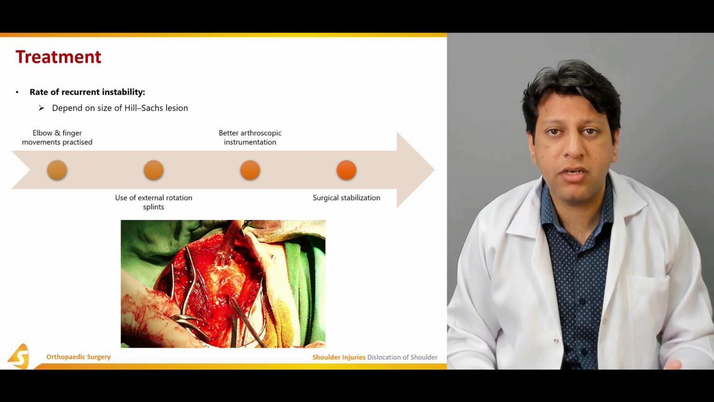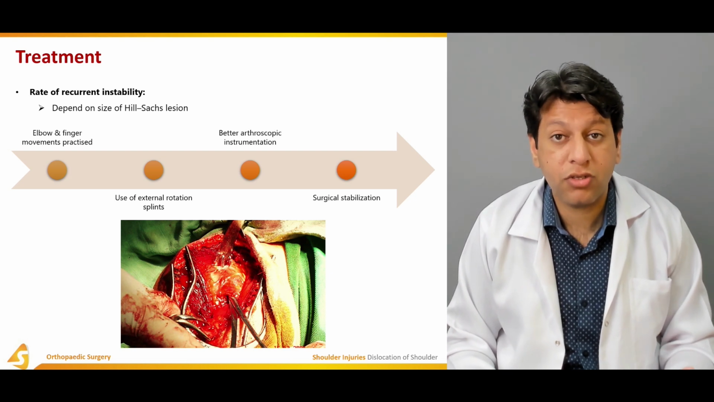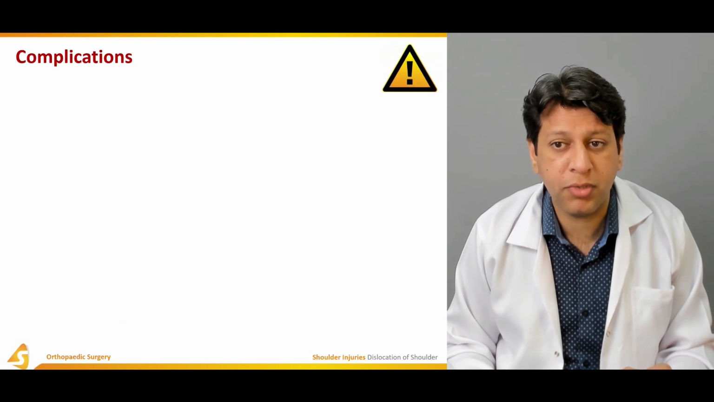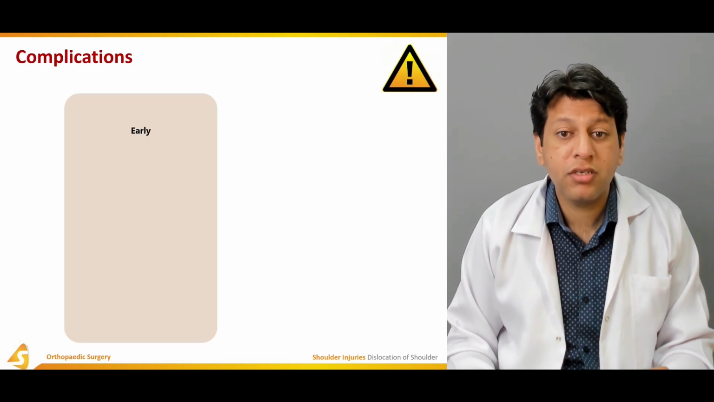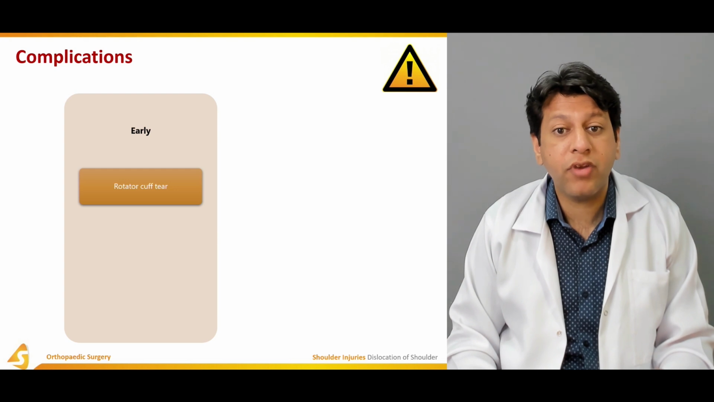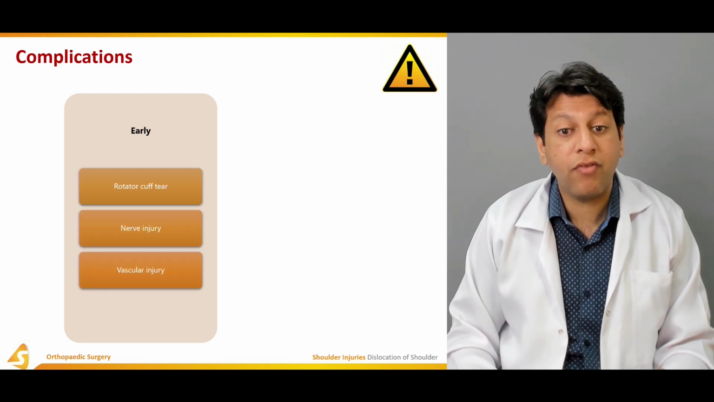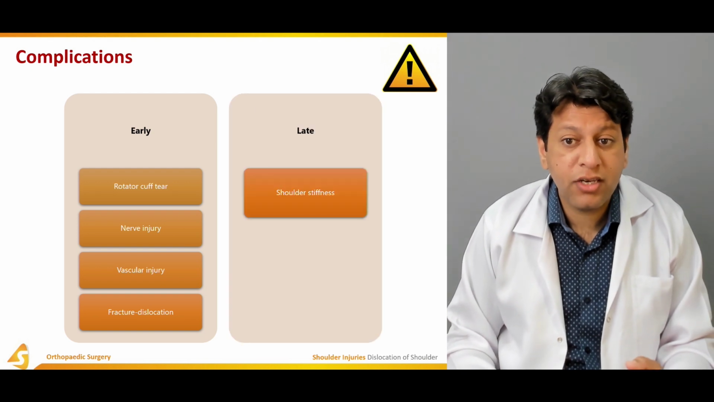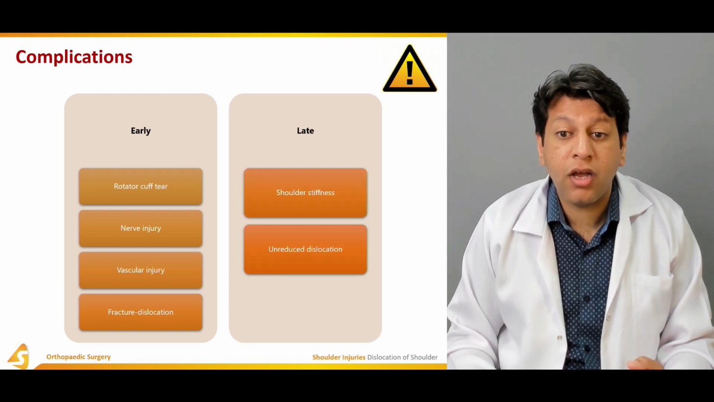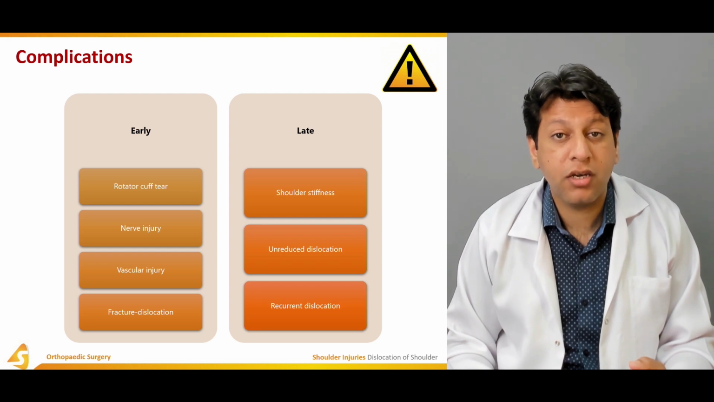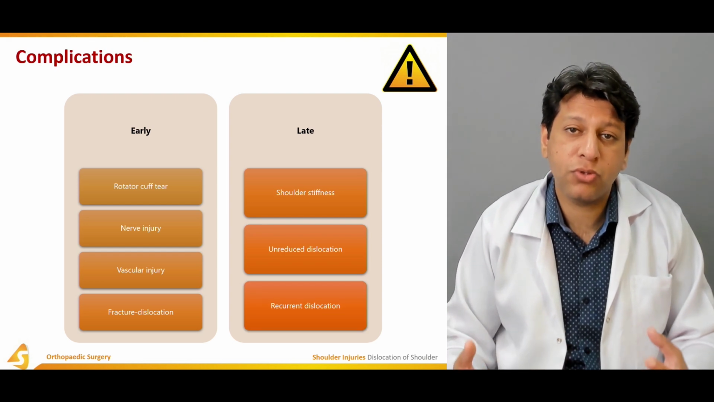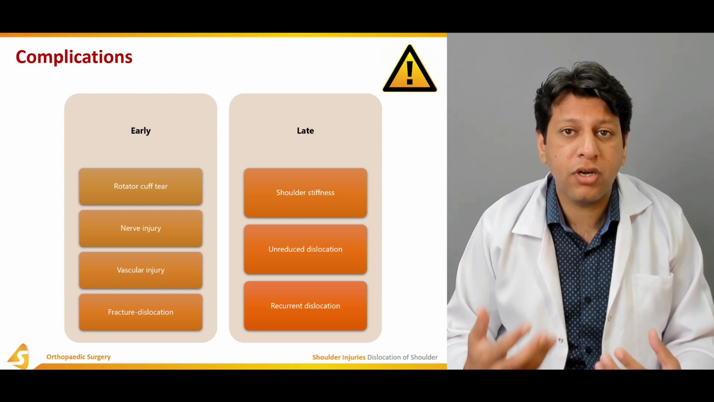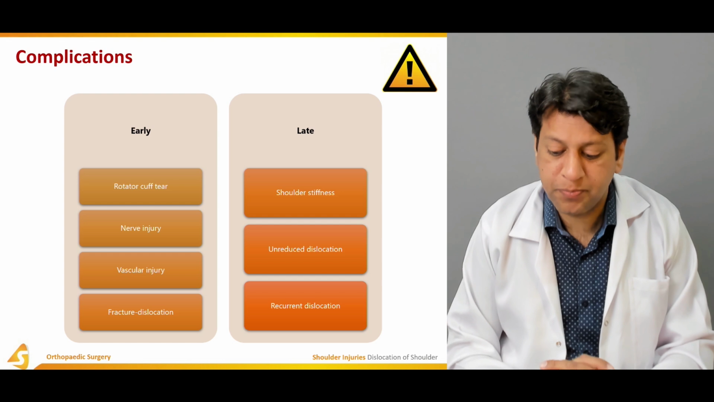But if it's a recurrent instability, a recurrent injury, a recurrent dislocation, then inferior capsular shift is probably the ideal choice of treatment. Coming to the complications, these include rotator cuff tear, nerve injuries, vascular injuries, or even fracture dislocation. Late complications include shoulder stiffness, unreduced dislocation, or recurrent dislocation, because there may be an associated capsular tear or Hill-Sachs lesion, and this may lead to recurrent dislocation at times as well.